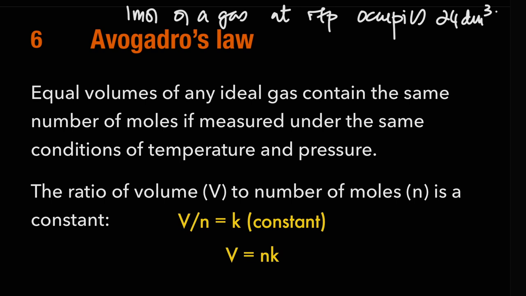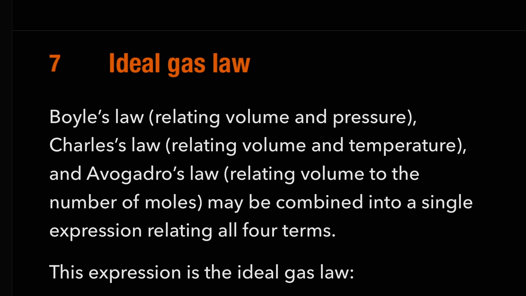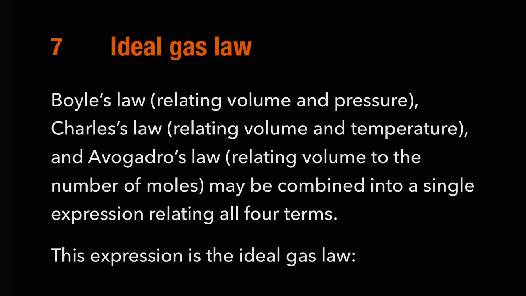And an extraction from that was that, therefore, the volume a gas occupies is proportional to the number of moles it has. Which means that V equals Kn, or V over n is a constant. So now, you guys have just witnessed Boyle's law, which is a relationship between pressure and volume, Charles' law between temperature and volume, and Avogadro's law between volume and number of moles.